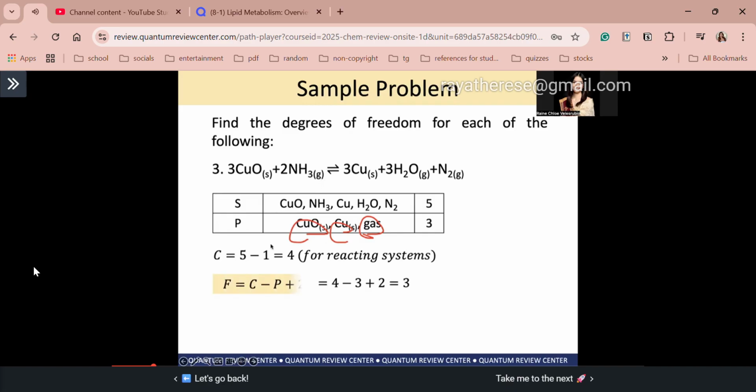Solving for degrees of freedom, first we have to get C is equal to S minus 1 because we have a reaction here. So S minus 1, 5 minus 1, is equal to 4. Therefore, your C is equal to 4. Solving for the degrees of freedom, we get 4 minus 3 phases plus 2, and that is equal to 3. Meaning in this reaction, you can vary the temperature, pressure, and composition.